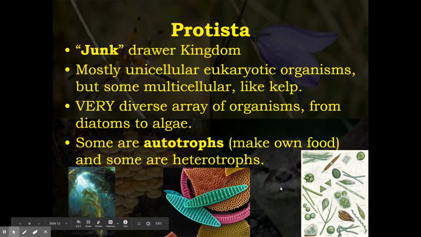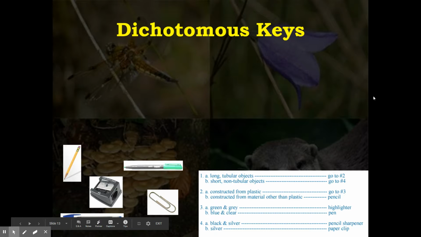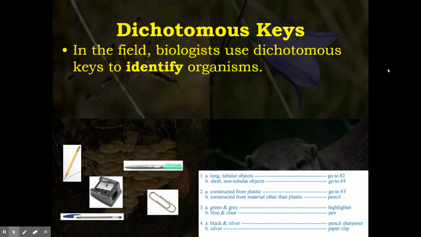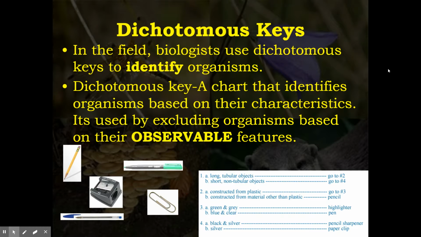If we looked at pond water under a microscope, we may see some of these different things. Okay, dichotomous key. We've talked about these in lab. We did a much more intricate dichotomous key in lab, but we can use a dichotomous key when we have to identify an organism and we don't know what it is. It's a chart that identifies organisms based on characteristics. It's only the physical characteristics. You cannot use behaviors or habitat or things like that. It has to be something that you can observe.